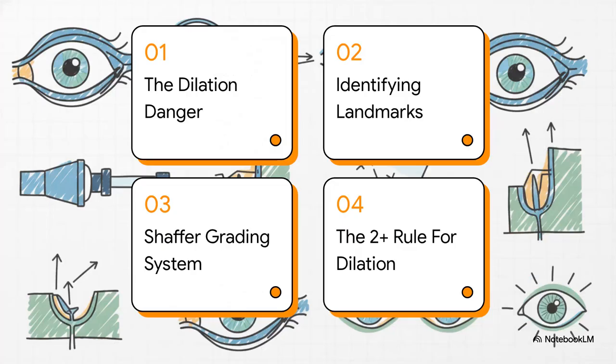To navigate this challenge, we've got a quick roadmap for today. 1. The dilation danger. 2. Identifying angle landmarks. 3. The Schaffer grading system. And finally, 4. The 2+ rule for dilation.